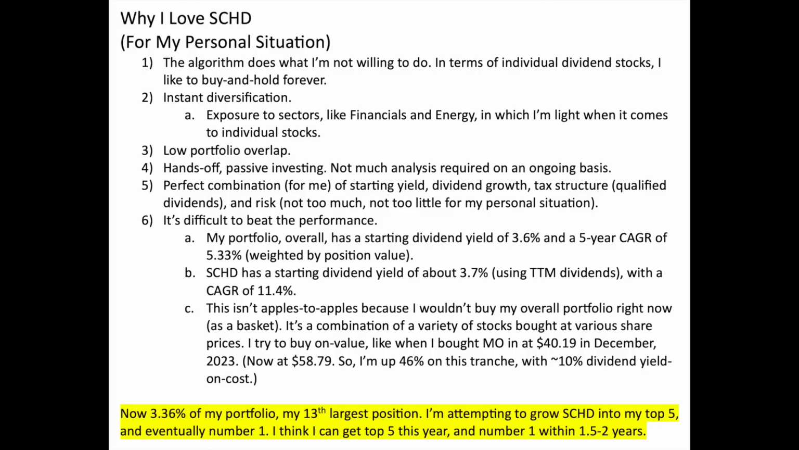My portfolio overall, it is a starting yield of 3.6%. It is a 5-year CAGR of 5.33%. My corner patrons already know this because I just revealed my dividend portfolio update percentage allocation to each position. SCHD, by contrast, has a starting yield that is higher than my portfolio. It's at 3.7% using the trailing 12 months dividends, and it has a CAGR of 11.4%. So if we just look at my portfolio, we look at SCHD, look, I'm just sharing the honest truth with all of you and myself.